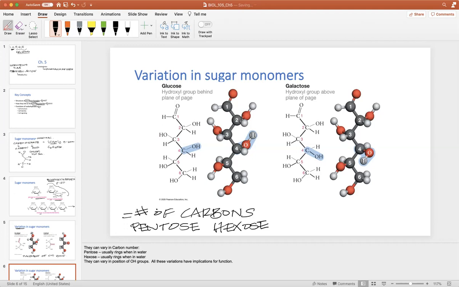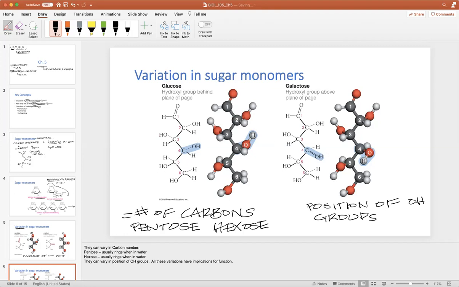Okay. The other way that we can have some variation, I want you to hone in here on this OH group. And I like the way it's placed for you here. Do you see how this OH group is sticking up and this OH group is sticking down? So another variation is in the position of hydroxyl groups.